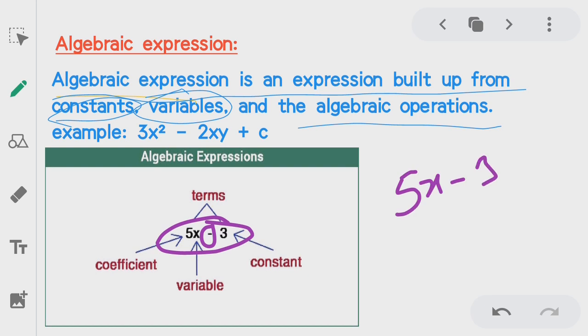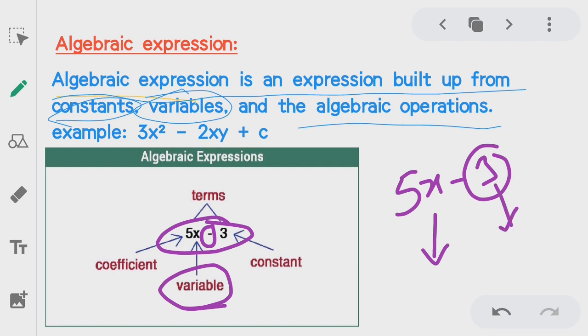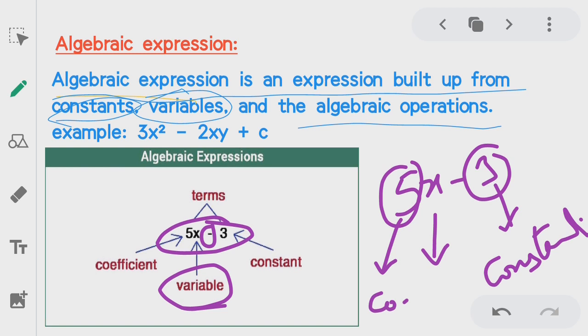Here, if you go to further details, this x is called a variable. X is called what? Variable. And this minus 3 or 3, if you talk about only the constant, this is nothing but a constant. And what about this 5 then? This is multiplying with the variable x, and we call this a coefficient.